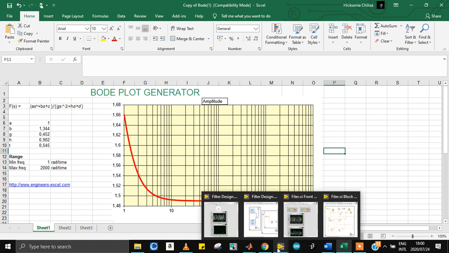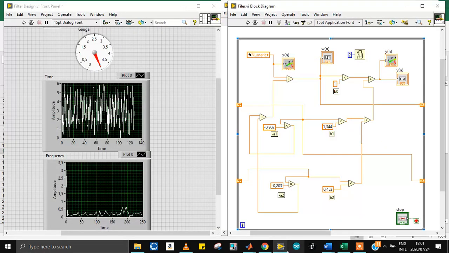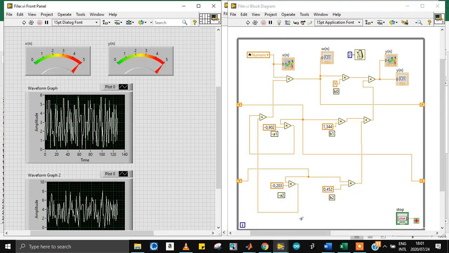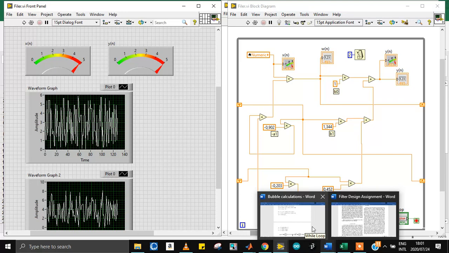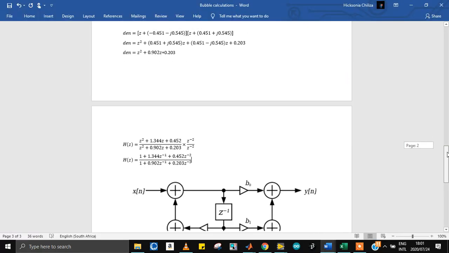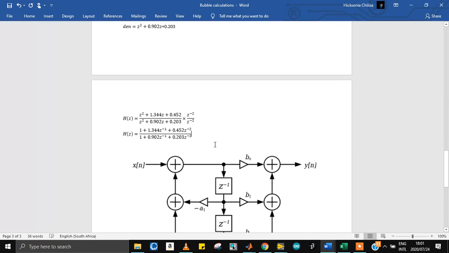After that, we need to design the IIR filter. I'm just going to show the structure in LabVIEW and show the outputs of the signal. So this is the structure. Before we go to the structure, I will show the calculation, the final coefficients for the IIR from the transfer function. After multiplying it by that, you get that. Then these will be the coefficients.